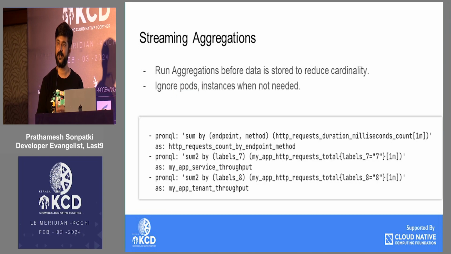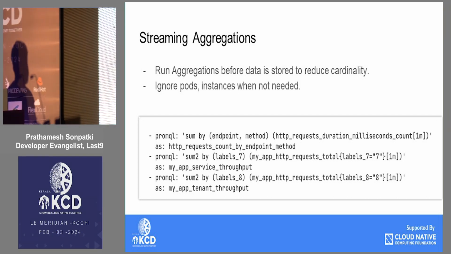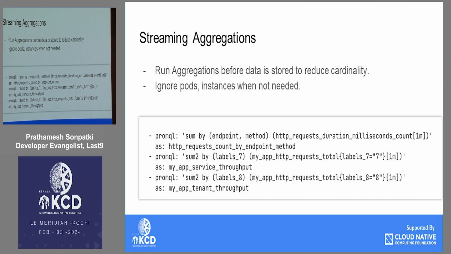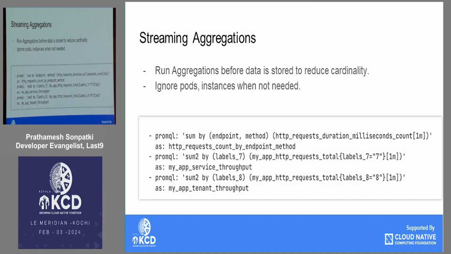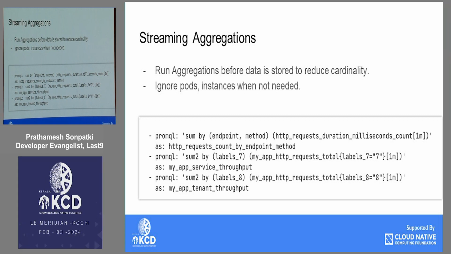For managing cardinality, you can also do streaming aggregations. Basically, you can run aggregation rules before the storage layer to reduce the cardinality. The advantage here compared to recording rules is that this happens before the storage, instead of having a query penalty or a storage penalty after the data is stored.